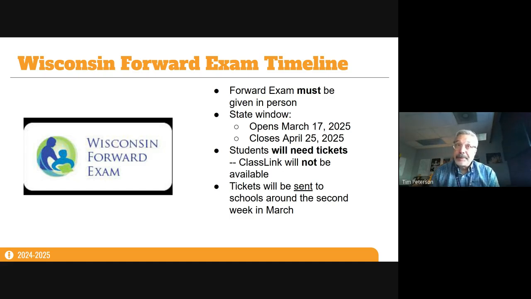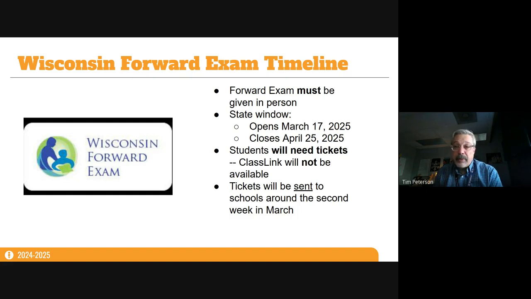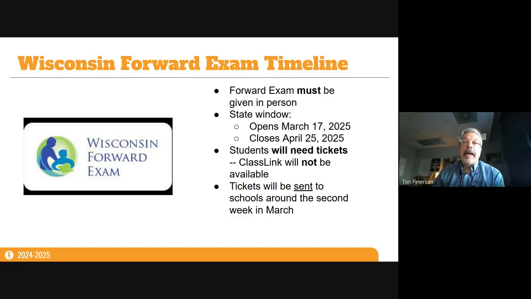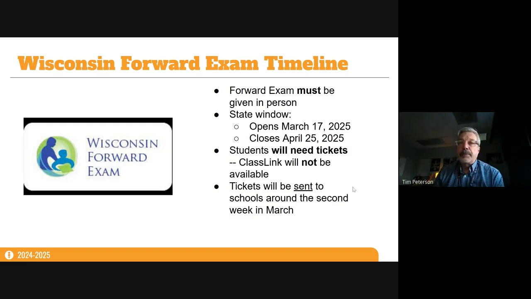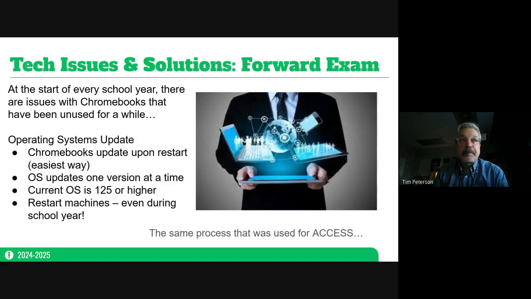Students will need tickets, and ClassLink is not available. So they will have an app that is on what's called the app tray in the bottom left of their Chromebook before they log in, and it will be the DRC Insight application that will be there. You will get tickets prior to the window opening, usually around the second week, the week right before March 17th. We'll try and get them to you as quickly as possible, but a lot of things have to happen in order for you to get tickets that are appropriate. So we're going to spend a little time on that.